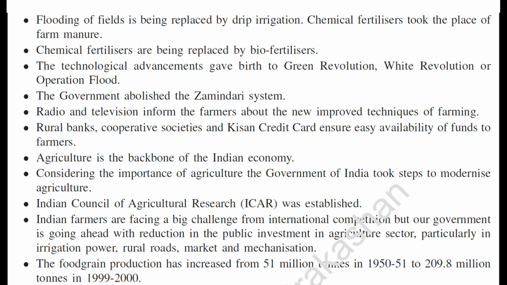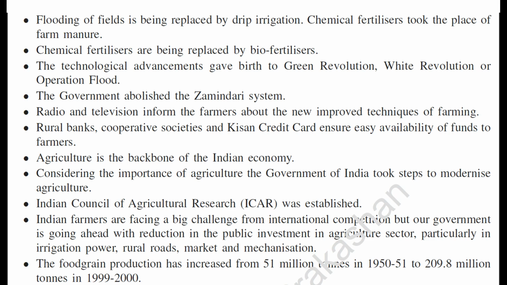The government abolished the zamindari system. Radio and television inform the farmers about the new improved techniques of farming. Rural banks, cooperative societies and Kisan credit card ensure easy availability of funds to farmers. Agriculture is the backbone of the Indian economy. Considering the importance of agriculture, the Government of India took steps to modernize agriculture. Indian Council of Agricultural Research, ICAR, was established.